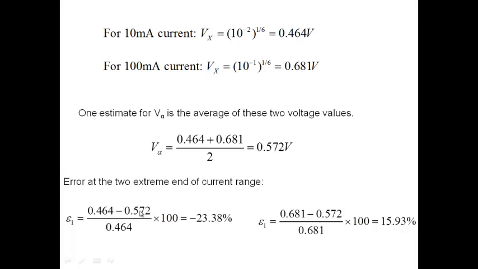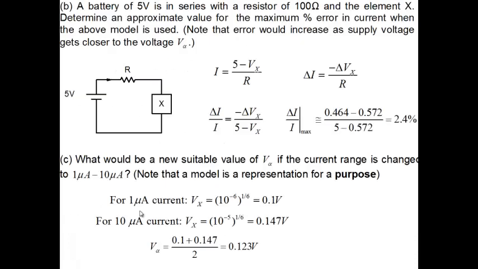So maybe we reduce this a little bit. The next part, part B of this particular problem, was: a battery of 5 volt is in series with a resistor of 100 ohm and the element X. Determine the approximate value for the maximum percentage error in current when the above model is used. Okay, so note that error would increase as supply voltage gets closer to the value alpha here.